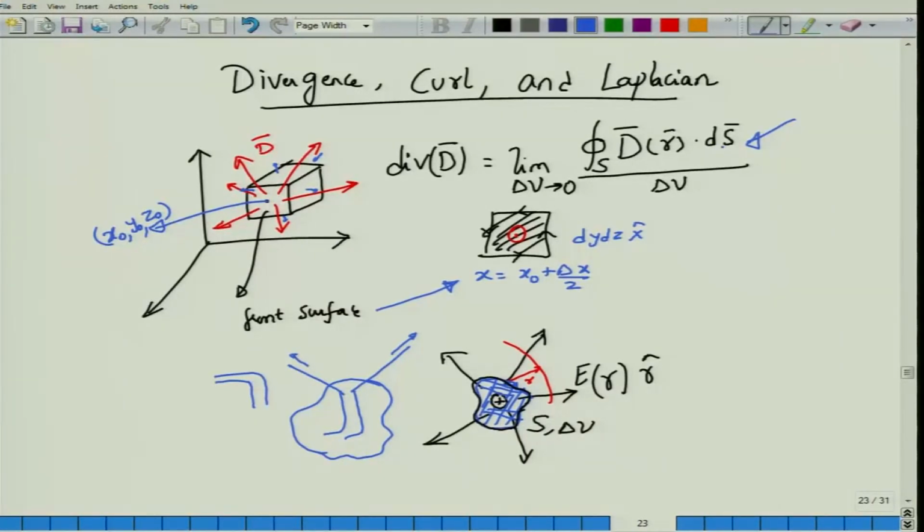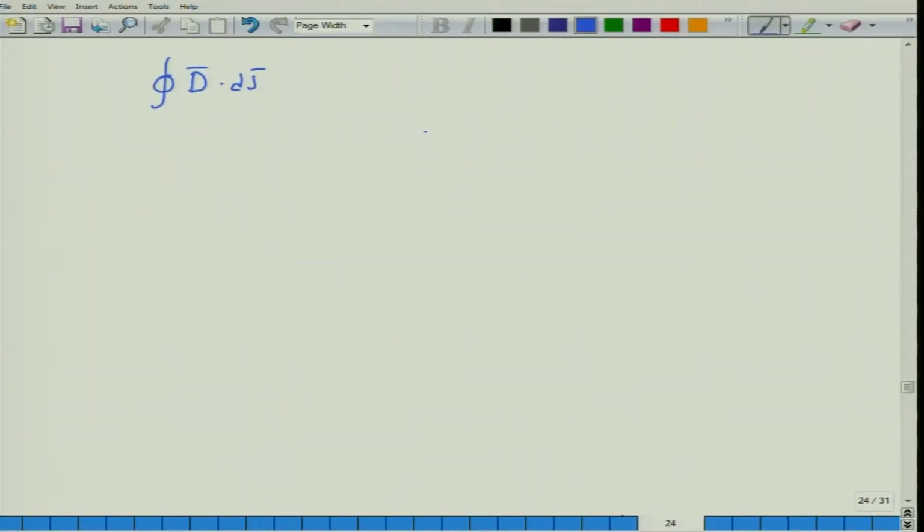To make what I am saying a little more clear, let me redraw that situation only with a front surface over here. Let's say my D vector is all going in this direction.